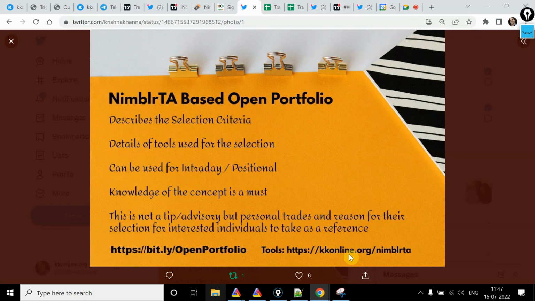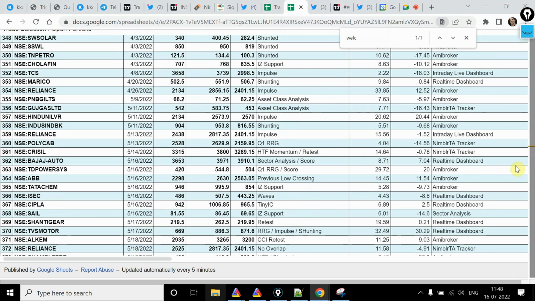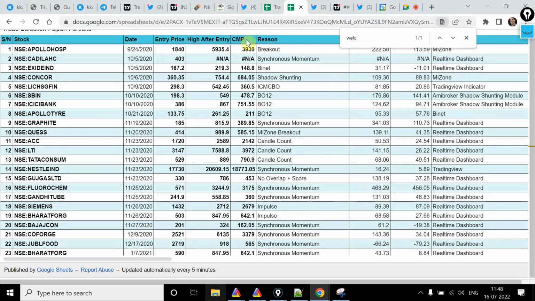The link is over here. That is also available on the main site in the quick start guide. If you click over here, you would be able to open a sheet like this. This is where we are tracking all the entries or whatever trades we have taken, at least since 2020. I've been actively tracking it. Before that, it was a bit haphazard and I was not tracking it. Then I have mentioned which stocks I entered, what the entry price was, what happened later on, what the CMP is, and what the reason was.